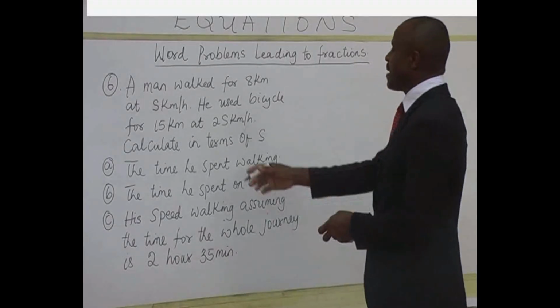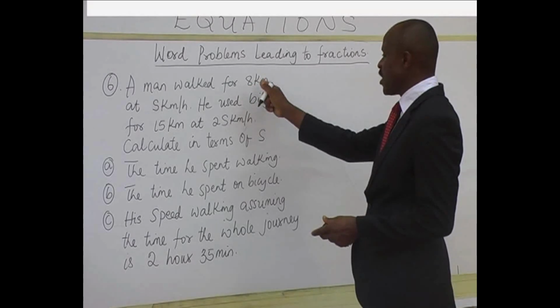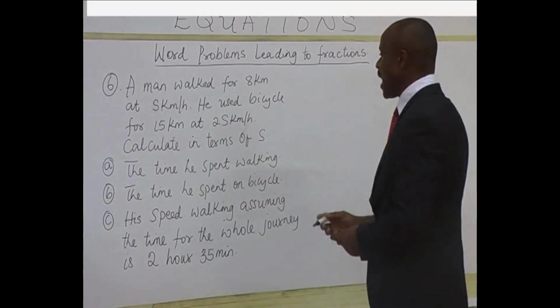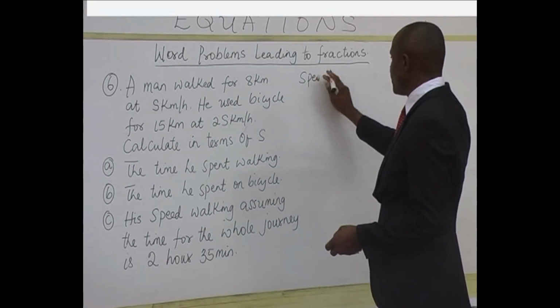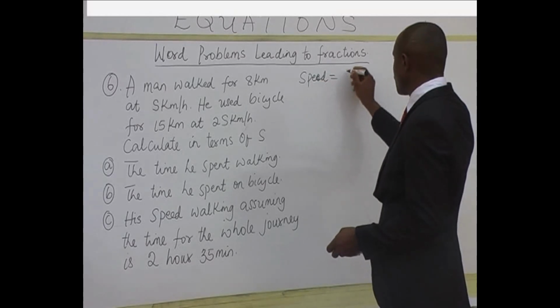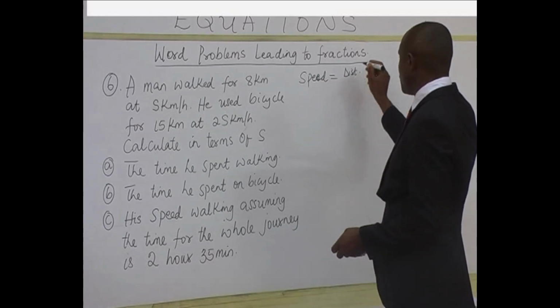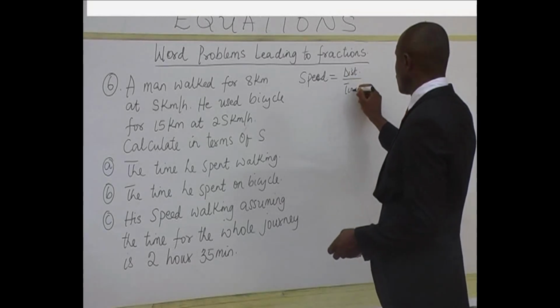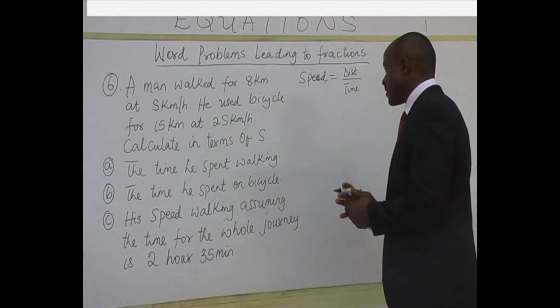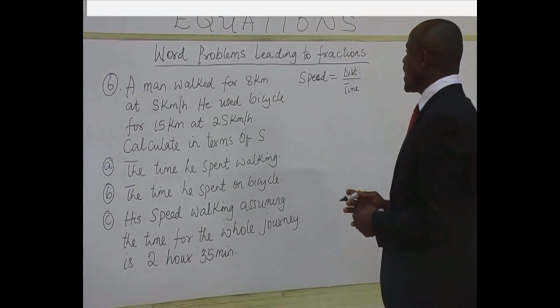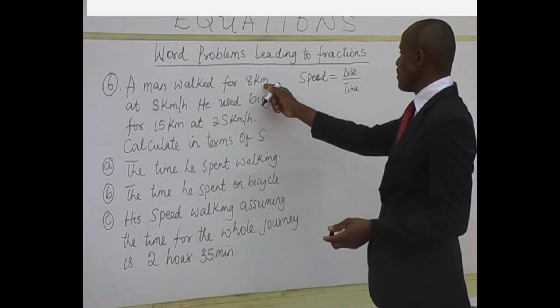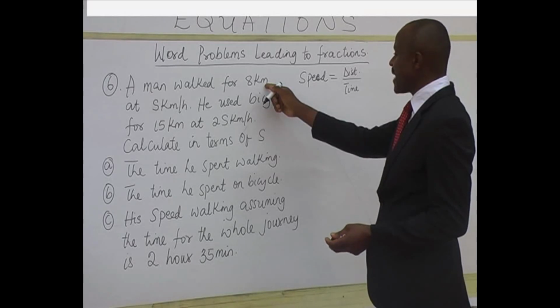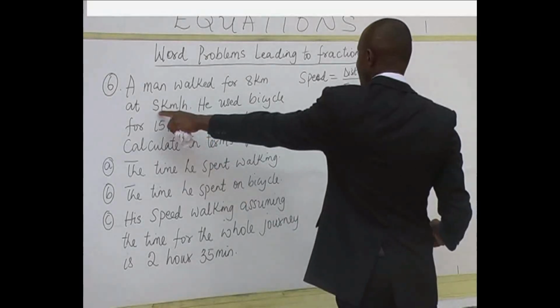First of all, they said that the man walked for 8 kilometers at s kilometers per hour. Speed is distance over time, distance divided by time used in covering this distance. So while the man is walking, the distance covered was 8 kilometers, while the speed he used was s kilometers per hour.